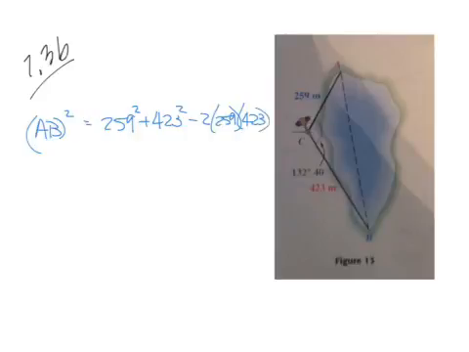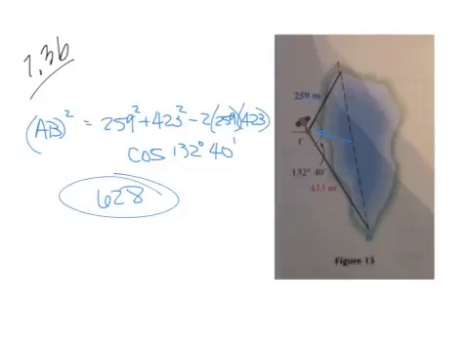And then cosine of the angle opposite this line. Cosine of 132 degrees 40 minutes. So you're probably going to have to change that 132 degrees 40 minutes into a decimal, change 40 minutes to degrees, so that's 0.67, and so 132.67 is what you've got there. You think your calculator will do that on its own. Use a calculator, you find out that AB is 628 meters.